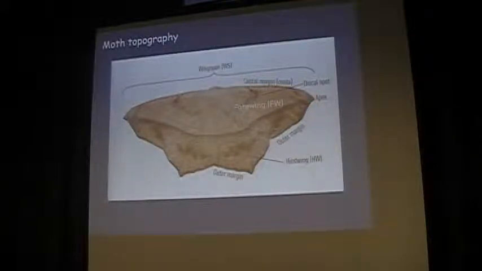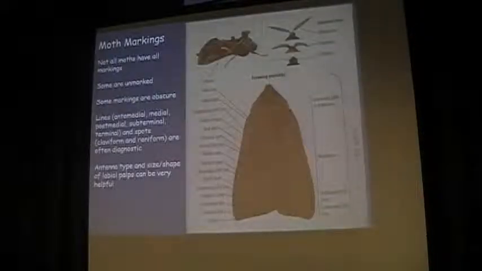And again, just like bird topography, this is stuff you get used to. Just like eye stripe and malar stripe and bib and all that sort of stuff. Moths also have a plethora of markings, just like birds do. I'm not going to go through this. This is something you just sort of refer to in the book, for example. Not all moths have all markings. Some moths are practically unmarked. Some moths have all sorts of markings. Depends upon the species.